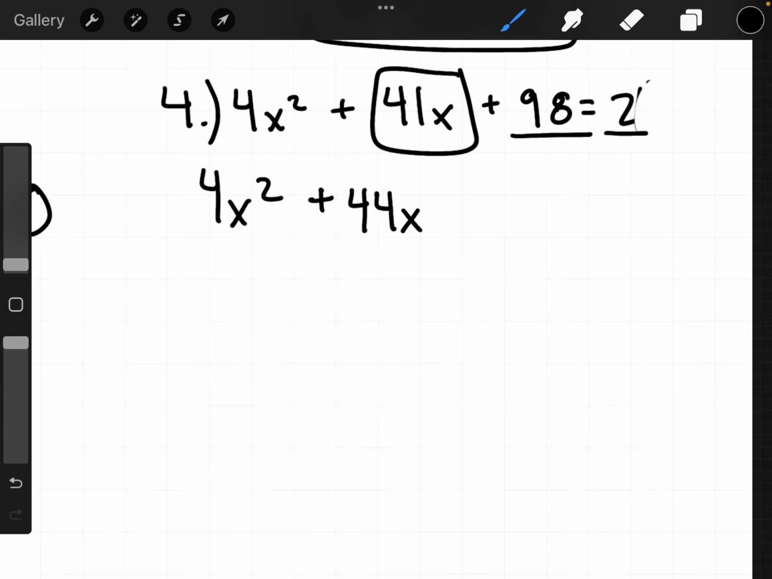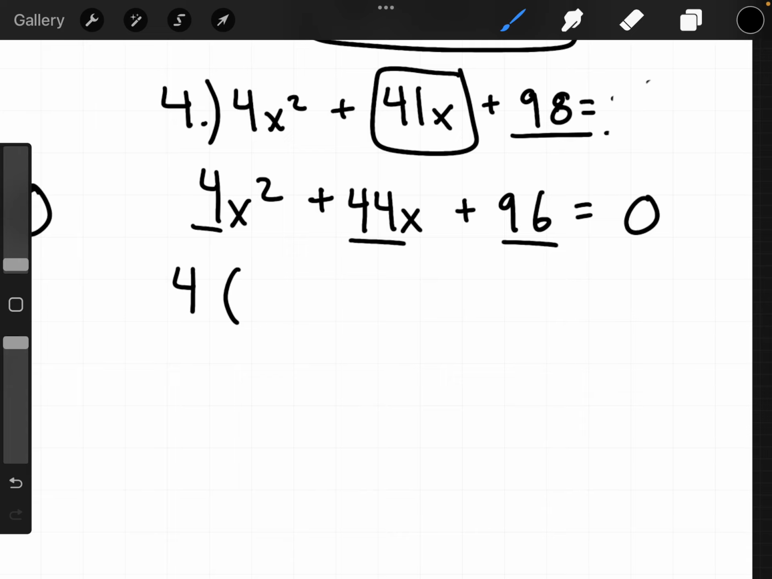Now we have 2 and 98. These are also like terms, so we're going to subtract 2 on both sides, leaving us with 96 equals 0. Now we have a standard trinomial that we can factor as usual. So we're going to take out our greatest common factor. 4 can be removed from all of these here. So we have 4 times x squared plus 11x plus 24 equals 0.